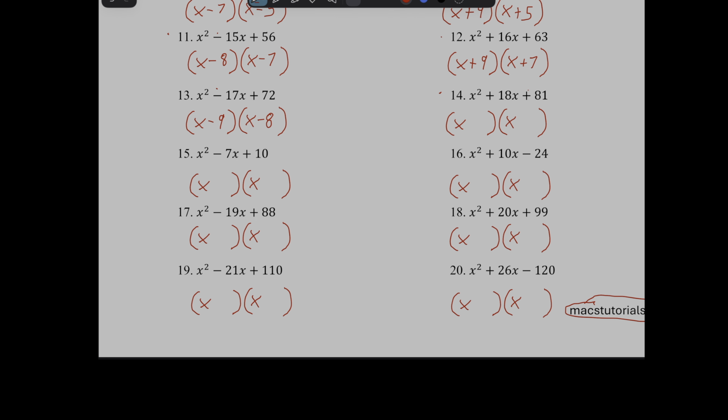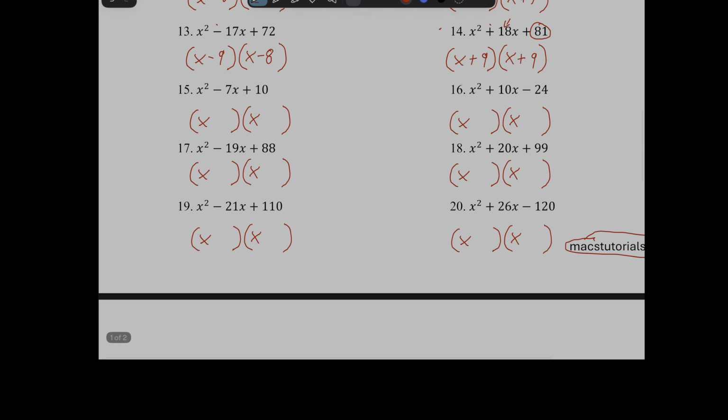Number 14, third term is positive. Signs are the same. Take the sign of the middle, so it's plus plus. If that said minus 18, I would have done minus minus. What multiplies to 81 adds to 18? 9 and 9. Hey, they're the same. Notice also that this is a perfect square, and notice that that's double what the square root of 81 is. Just notice. No particular reason, but just notice it.